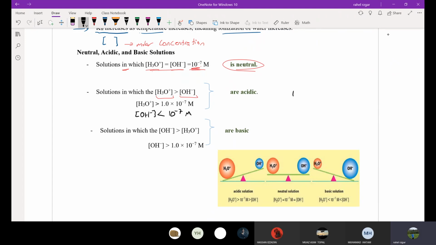So always, according to the changes, the concentration of H3O is inversely proportional to the concentration of OH.